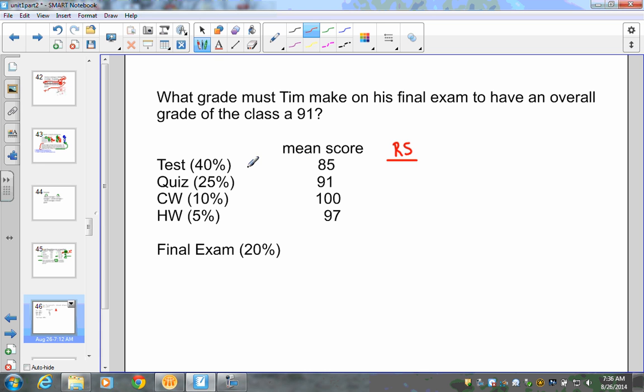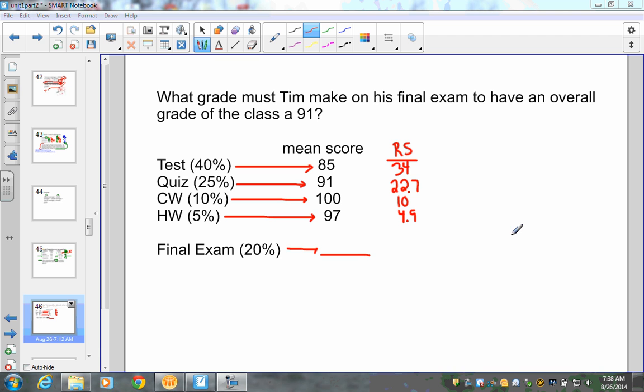Which means I take the 40%, multiply by 85, take the 25%, this, and we have got to get an overall raw score because our goal is to figure out what we must multiply this by. All right, so I'm going to go ahead and multiply this real quick. And there are the scores I got. And so the question is, what grade must Tim make in order to get a 91? So here's what I'm going to do. I'm going to take all the raw scores and add all of them together, and I end up getting 71.6. Okay? So as of right now, he has 71.6 points with all of his scores.